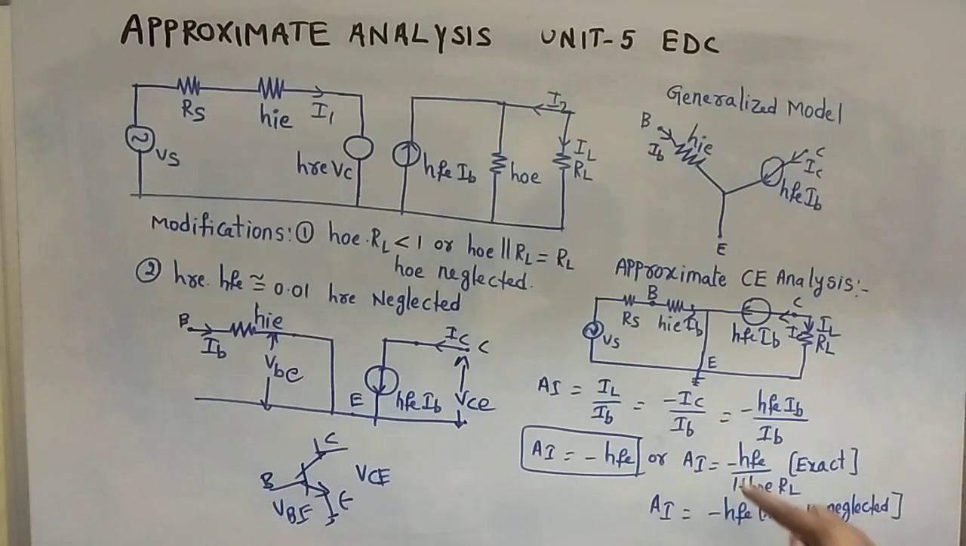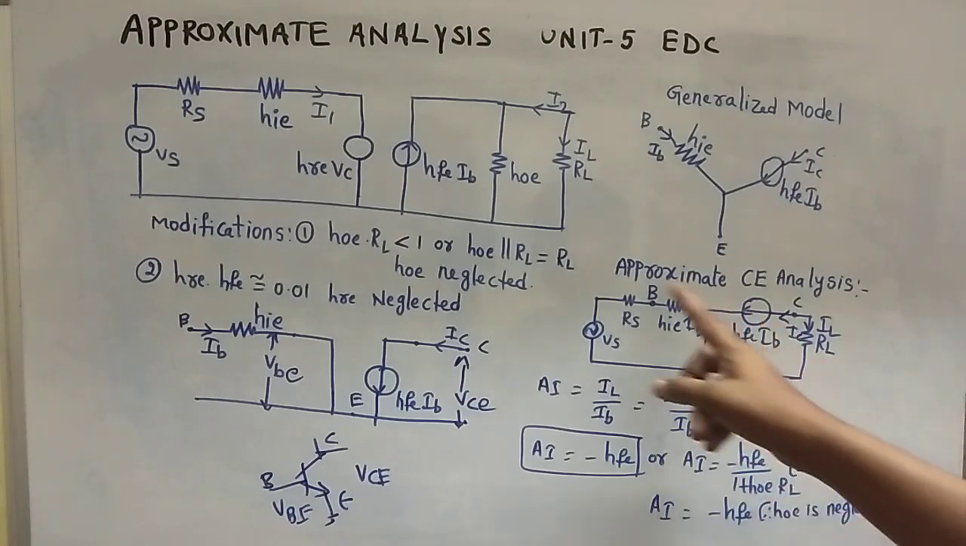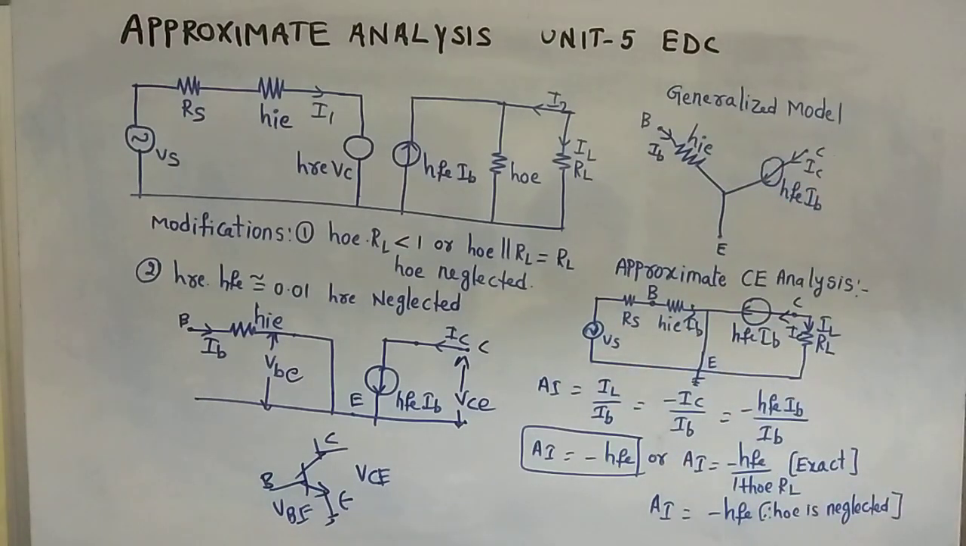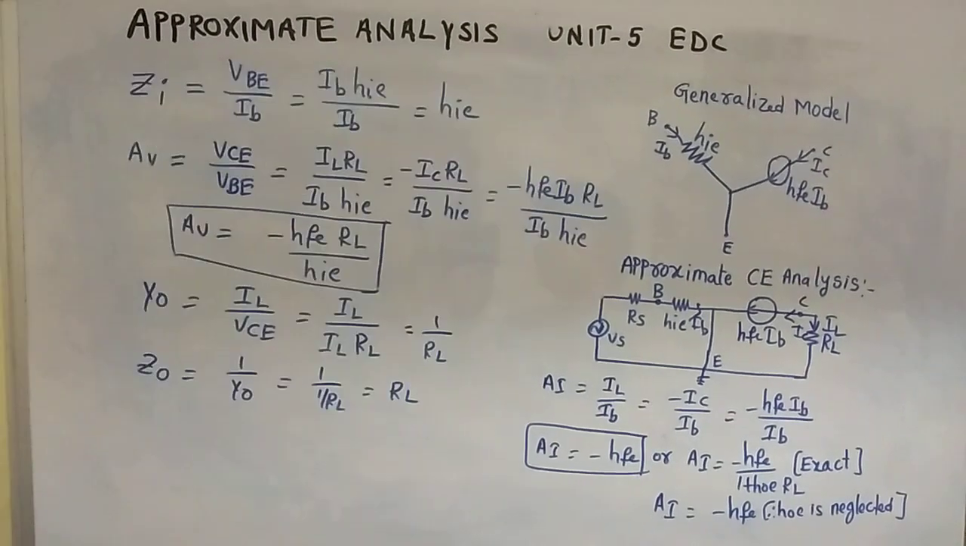In this final formula, which term is not there in the circuit? HOE is not there in the approximate circuit, so I am going to neglect the HOE term. That is, HOE into RL is neglected. Then finally the current gain is equal to minus HFE. Similarly we will go for input impedance and voltage gain.